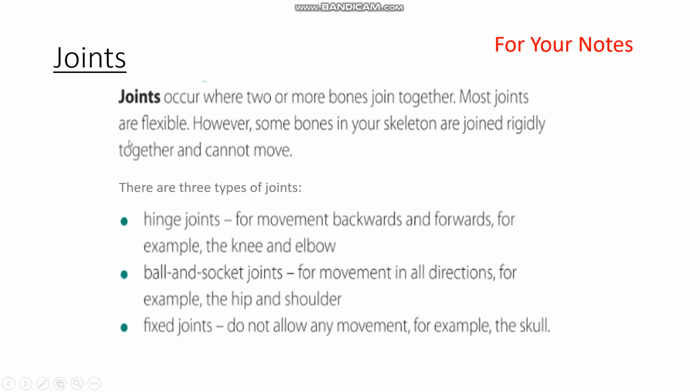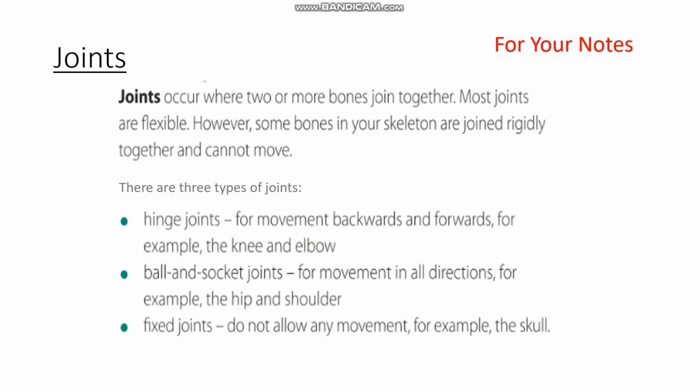So as it says at the top there, this needs to go into your books, the title Joints. Okay, so joints occur where 2 or more bones are joined together. Most joints are flexible, however some bones in your skeleton are joined rigidly together and can't move.